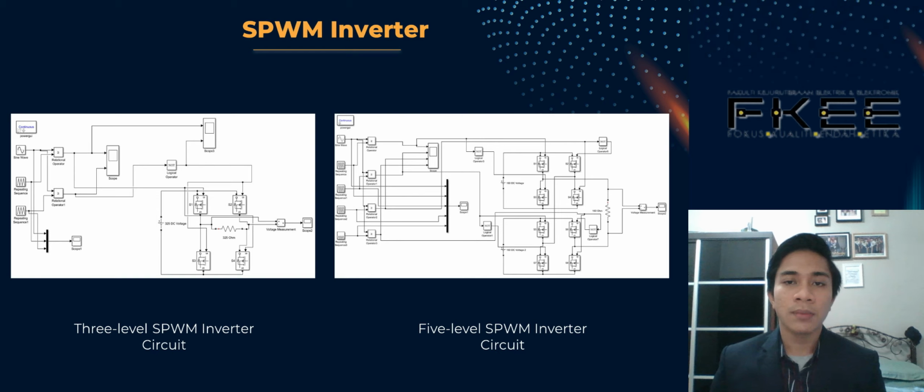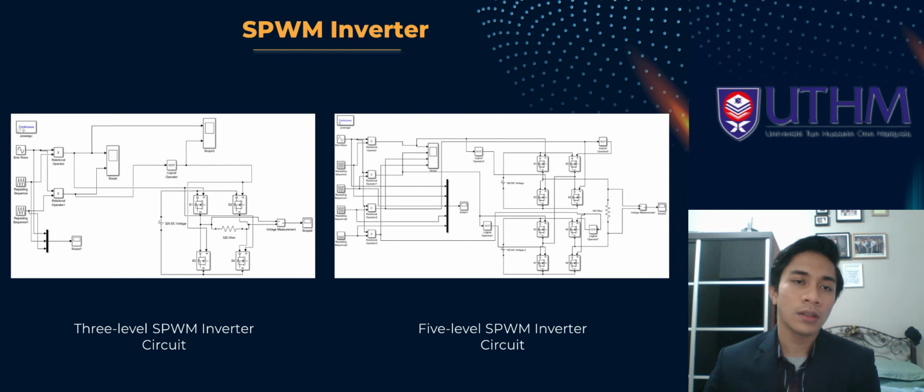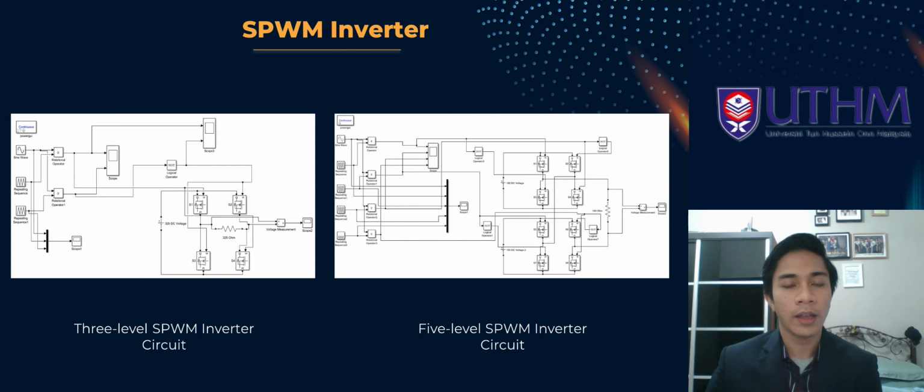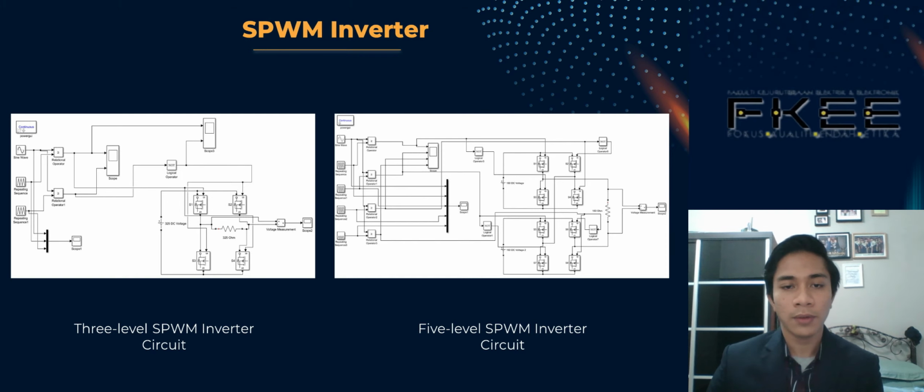Okay, let's continue to another method in controlling the switches at the inverter by using the SPWM. Okay, we have here the 3 and 5 level of SPWM inverter. Okay, as mentioned before, the SPWM inverter requires two types of signal, which are the reference signal and the carrier signal. As in the 3 level, it requires at least 2 carrier signals and 1 reference signal. So these signals will be compared to produce a different pulse width based on the reference signal. Okay, for the 5 level, we need at least 4 carrier signals and 1 reference signal. So the number of switches is kept the same as the PWM inverter.